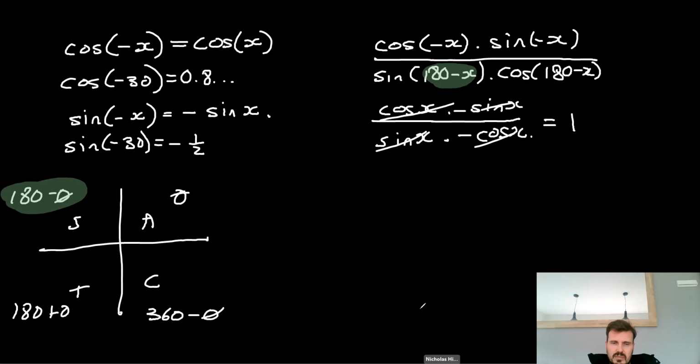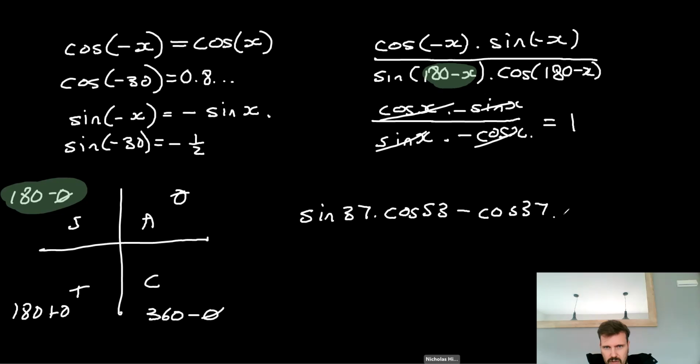So what you're looking for is something like this. Sine 37 cos 53 minus cos 37 sine 53. So if we were to look at that, you go, okay, I'm noticing 37, 37, 53, 53.